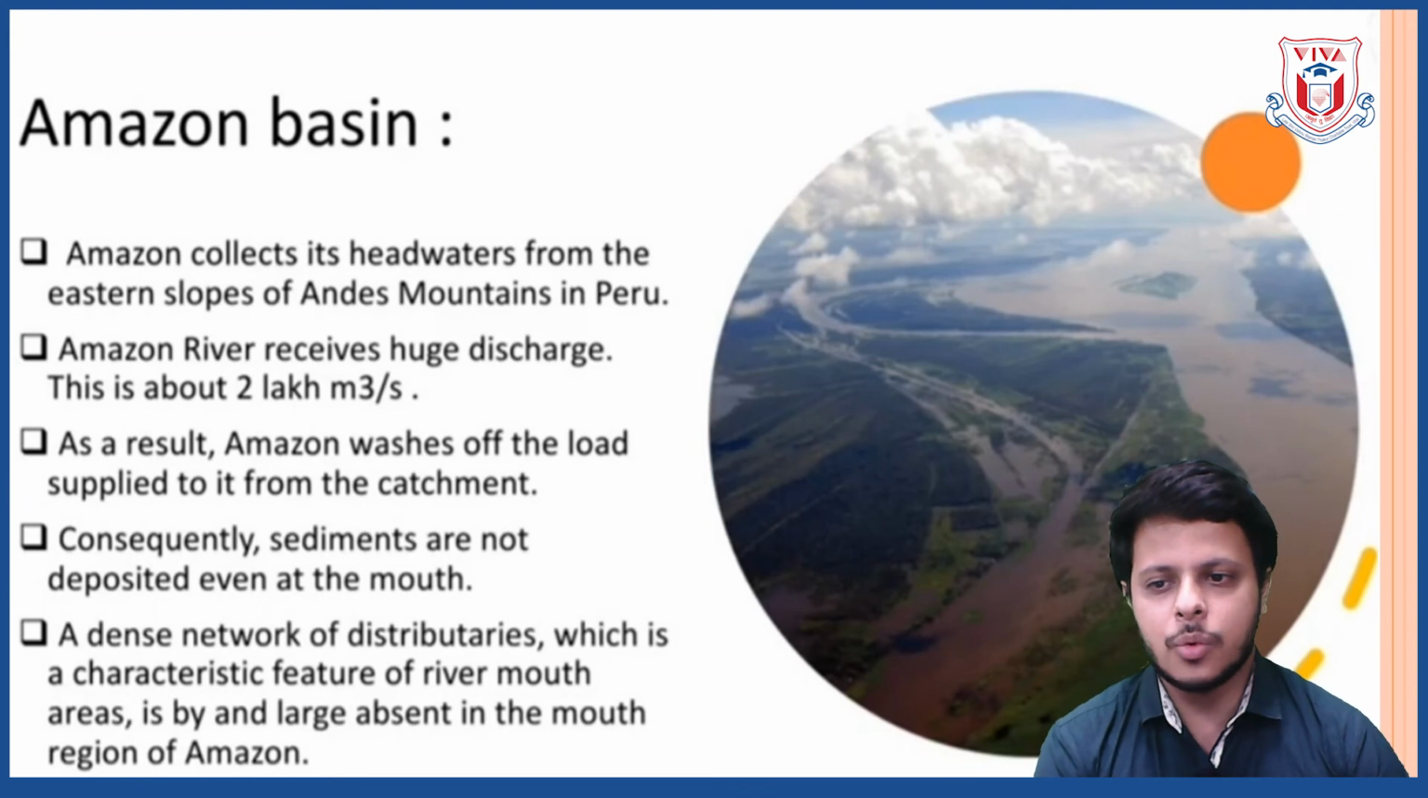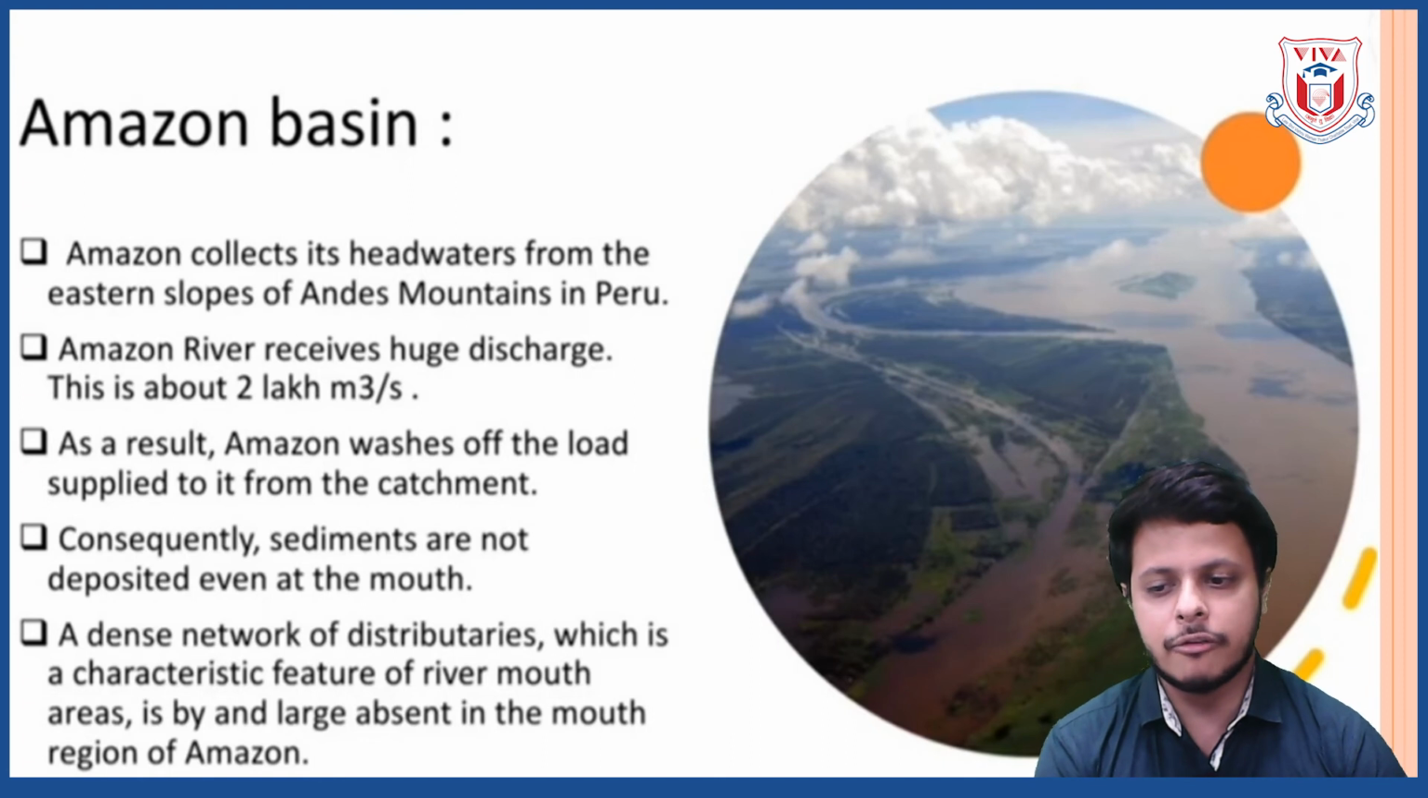Amazon collects its headwaters from the eastern slopes of Andes Mountain in Peru. Amazon River receives huge discharge. This is about 2 lakh meter cubes per second. As a result, Amazon washes off the load supplied to it from the catchment. Consequently, sediments are not deposited even at the mouth.